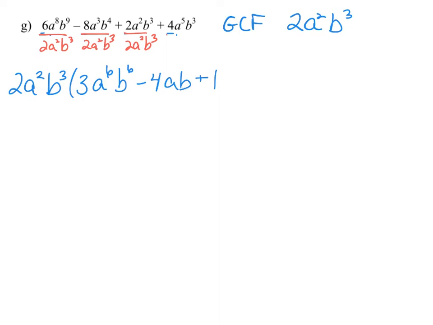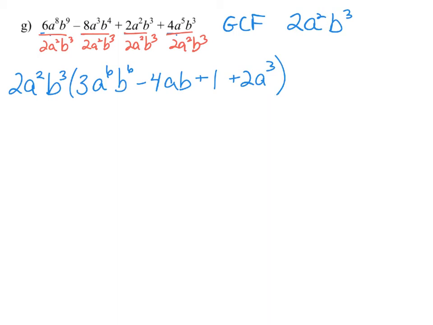And then we're factoring out of the last term, 2a squared b to the 3rd. And we get 4 divided by 2 is 2. A to the 5th divided by a to the 2nd is a to the 3rd. And b to the 3rd divided by b to the 3rd is 1.